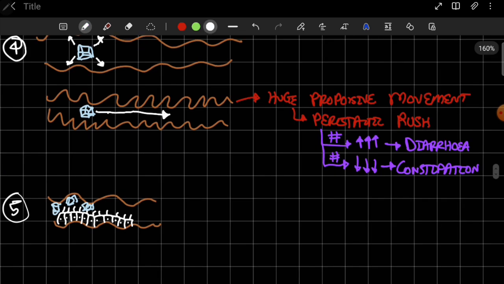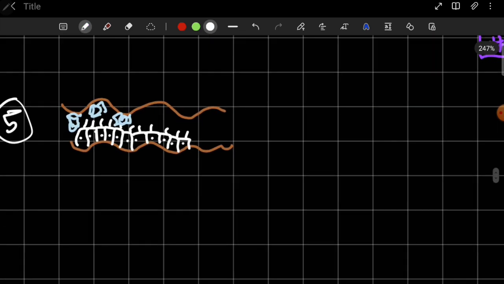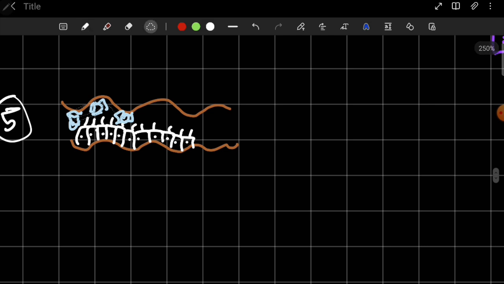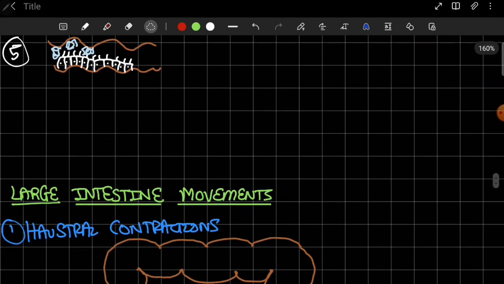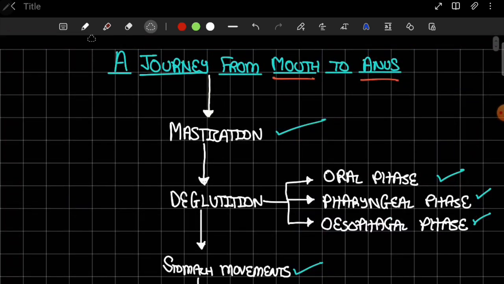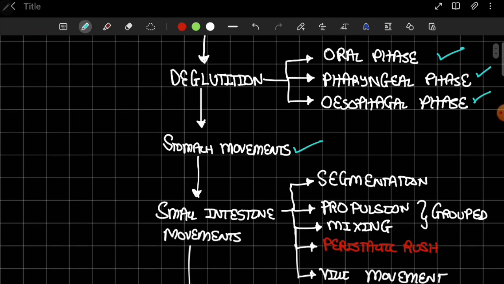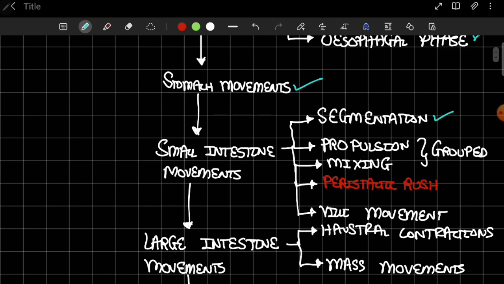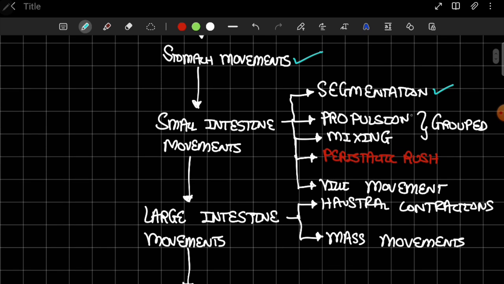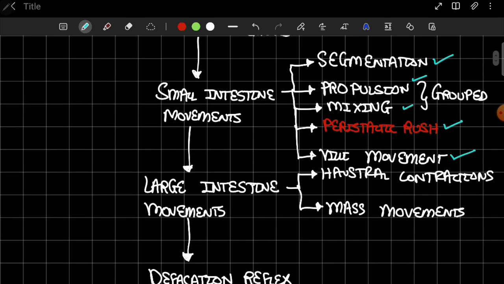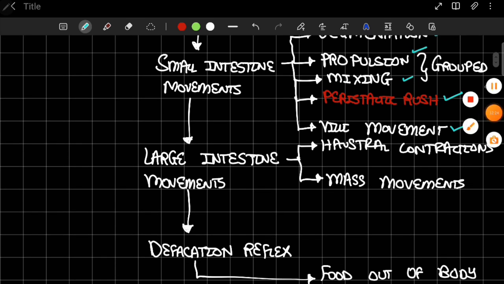Okay. And the last movement, the villi movement, is the very simple movement of conducting the food particles to the large intestine with the help of the villi. Now we have completed our small intestine movements: the segmentation contraction, the group movement with propulsion and mixing, the peristaltic rush, an important concept of the small intestine, and the villi movement. Okay. Now we will head to the large intestine movement.